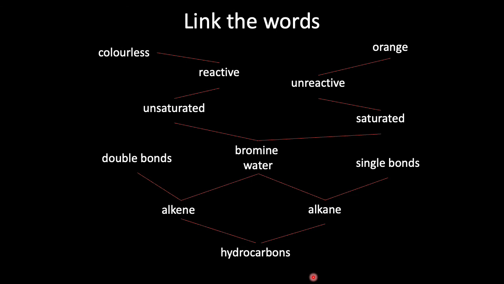Okay, on this slide, this shows the links that I would draw, although you may have more. Alkenes and alkanes are both hydrocarbons. Alkenes contain double bonds, whereas alkanes contain single bonds. Alkenes and alkanes, you can react them with bromine water, although alkanes being saturated are unreactive, so the bromine water stays orange. In the case of the alkenes though, because an alkene is unsaturated and therefore reactive, the bromine water goes from being orange to being colourless, demonstrating that the reaction has gone through to completion.